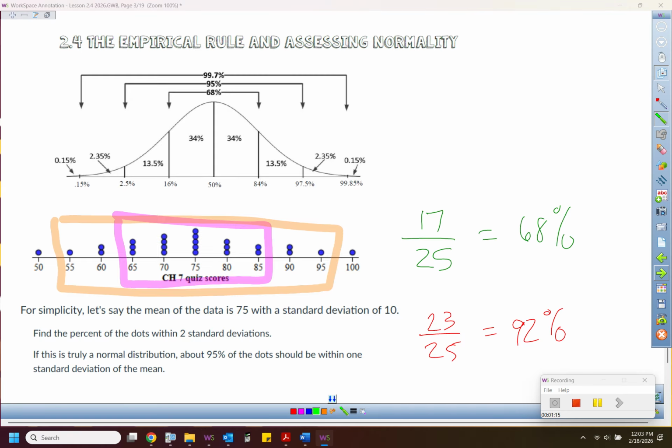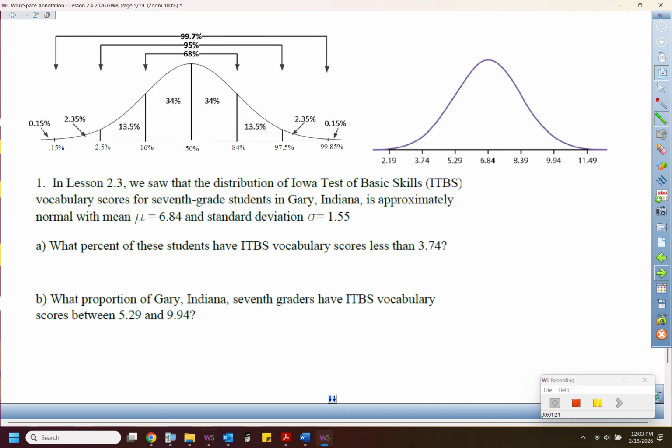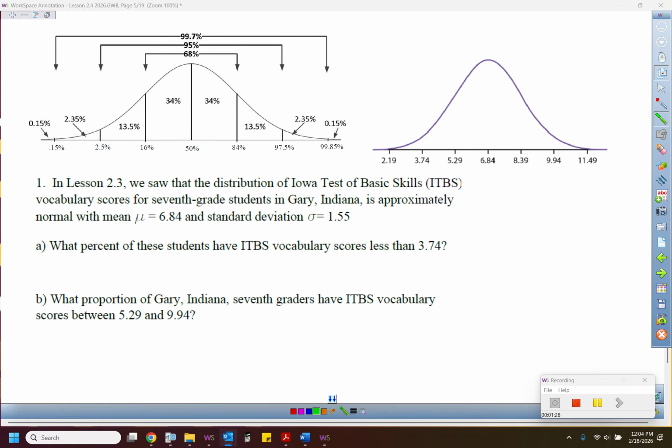So let's go through today's worksheet. You definitely want to keep these percents, because they will help you answer all the homework questions today. We're kicking it off with a quick review of what we did in 2.3: some tests about these Iowa Basic Skills kids, where they had a mean of 6.84. They use that weird symbol for mean sometimes also. And a standard deviation of 1.55.